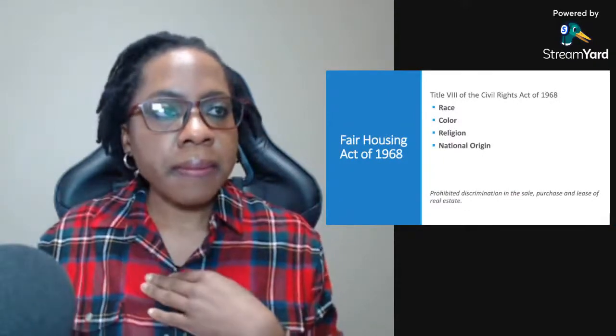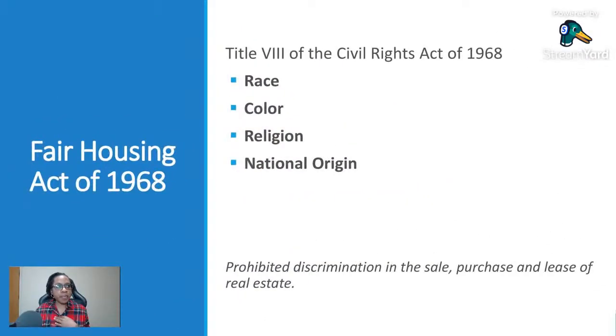So then, a couple years later, in 1968, from 1866 all the way to 1968, they had Title 8 of the Civil Rights Act of 1968. This is kind of where they began to ensure that this non-discrimination was implemented when it came to housing. And so the Fair Housing Act of 1968 prohibited discrimination based on race, color, religion, and national origin. Initially it was just race, then they added color, religion, and national origin.